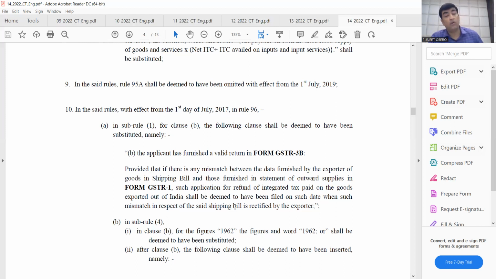I think this is all about the major pointers basically for this notification number 47 of the GST Council, and the notifications relating to that. I believe that I've been able to give you certain pointers, basically a brief overview of all these things, and this will be useful in your professional endeavors.